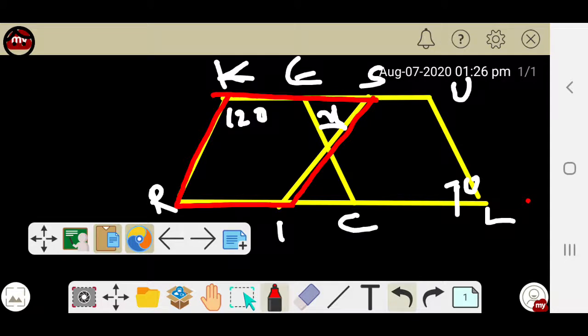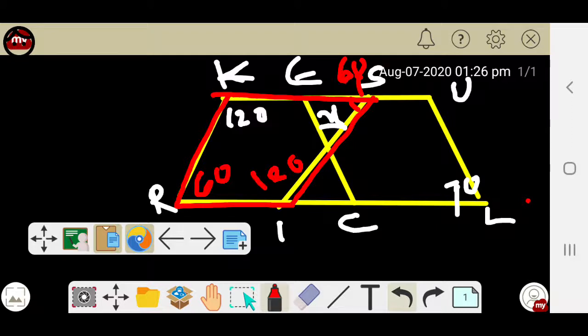In the parallelogram RISK, this measurement 120 means this opposite angle is also 120. If this one is 120, what is this measure? 60. If this one is 60, this measure is also 60. We can write here this one 60.